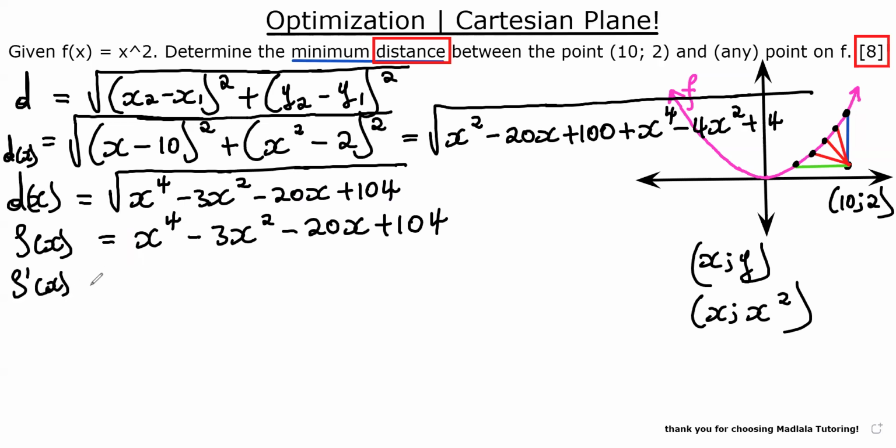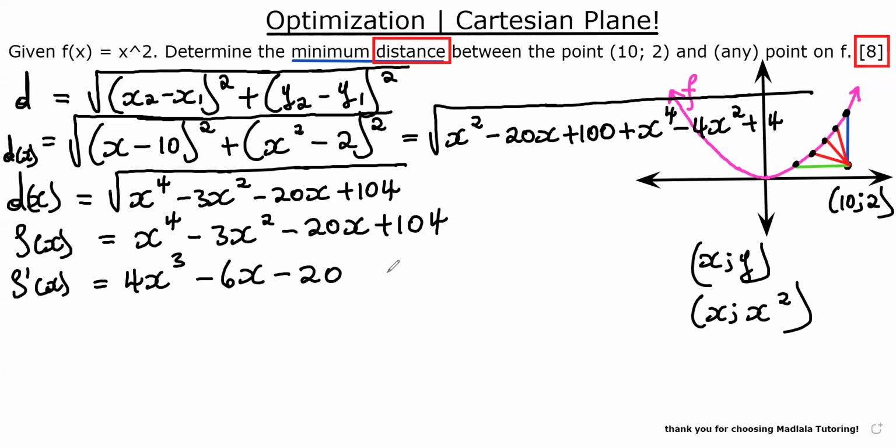So, well, this is what we say. If you differentiate this one according to the power rule, you get 4x cubed. And here you get 6x. And here you get negative 20. And of course, the derivative of a constant is simply going to be 0, so we just leave it out, okay?